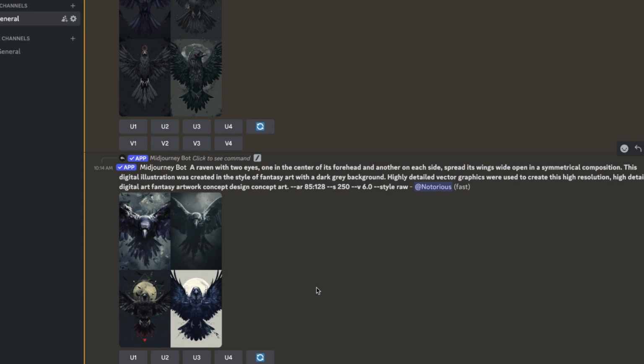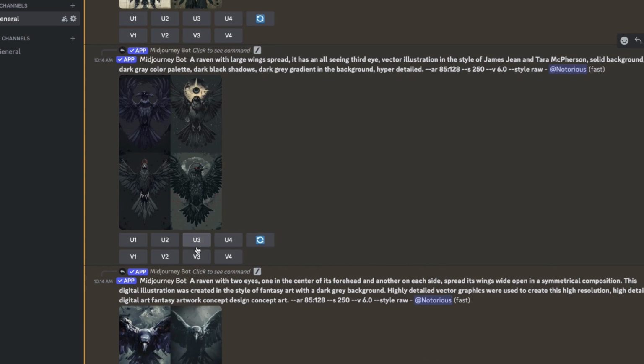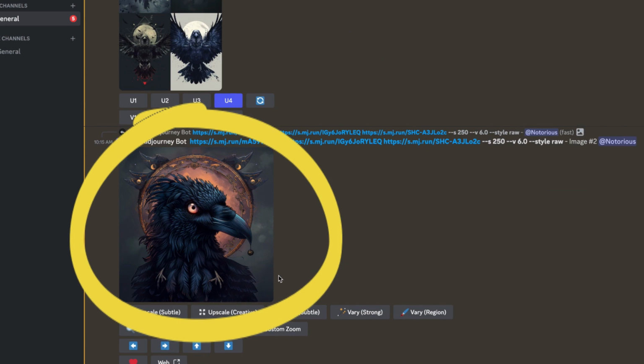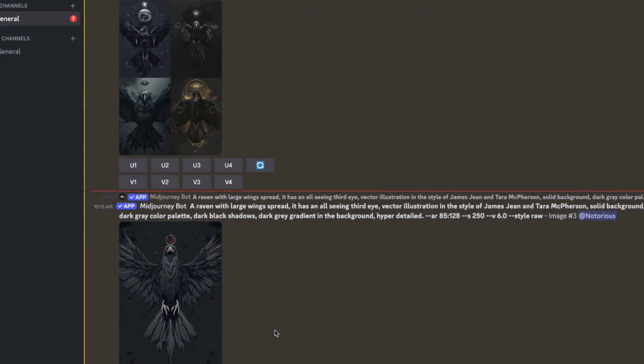MidJourney did pretty well, but it had a tendency to put the third eye hanging over the head of the bird. I did find some cool textures eventually that I collected. Then I started looking for the silhouette.